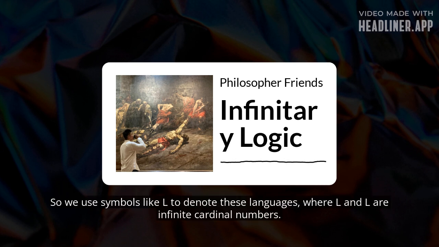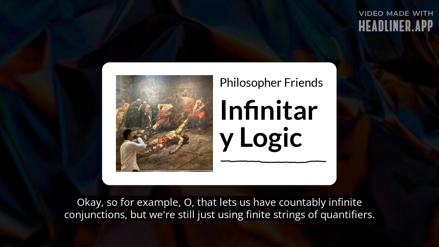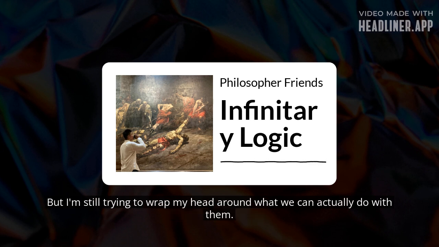So we use symbols like L to denote these languages, where the two subscripts are infinite cardinal numbers. And these symbols tell us how long our expressions can be. Okay. So, for example, ω1, that lets us have countably infinite conjunctions, but we're still just using finite strings of quantifiers. Oh, okay. So these symbols are almost like blueprints for infinite languages, but I'm still trying to wrap my head around what we can actually do with them.